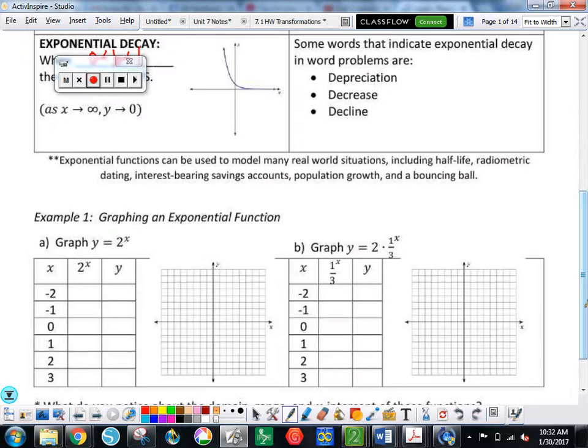Exponential functions can be used to model many real-world situations, including half-life. You use half-life a lot in chemistry, and probably in biology too. Also savings accounts, we're going to do a lot with savings accounts. Population growth, and then there is an example where we bounce a ball.